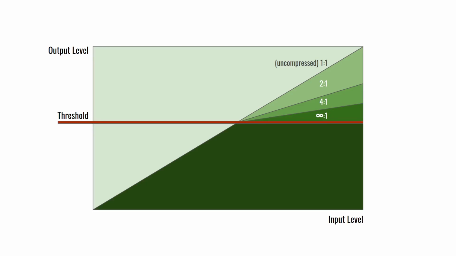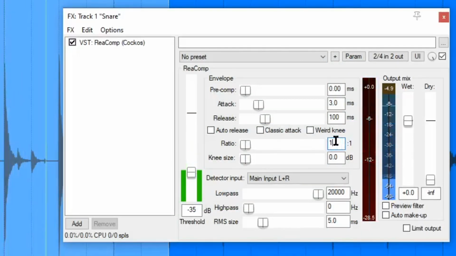I'm going to apply some different ratios to this signal, and you can hear the difference. At the higher ratios, you can hear the snare hit that is exceeding our threshold just getting squashed more and more as the ratio increases.